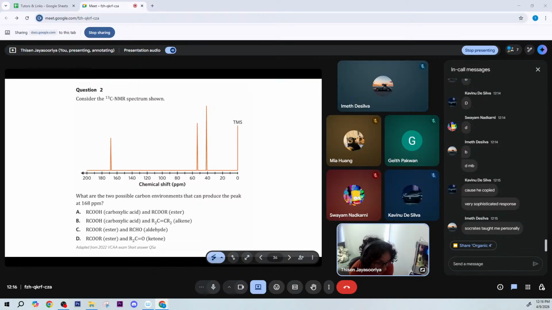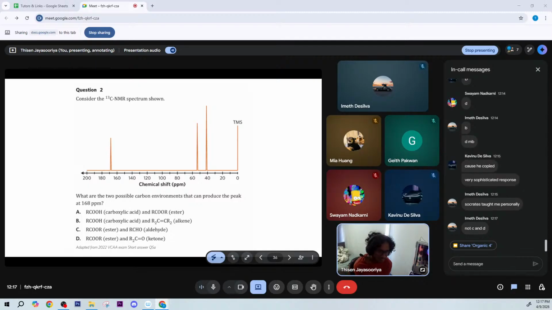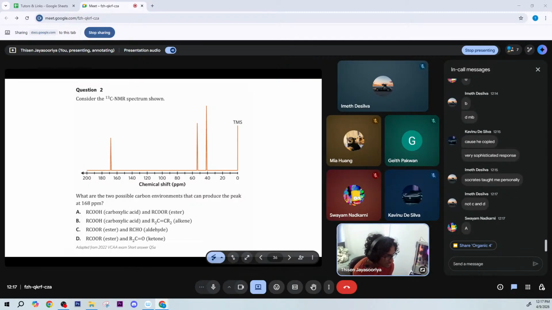Okay. What do you guys think? And you'll be like, I don't know where any of these peaks are. Use your data booklet. D, A. Okay.